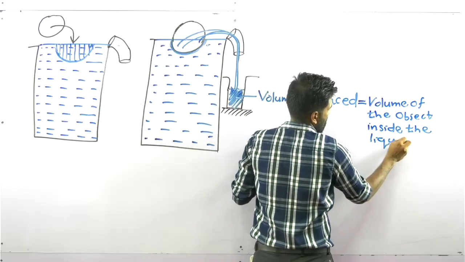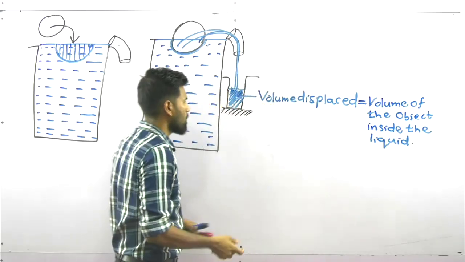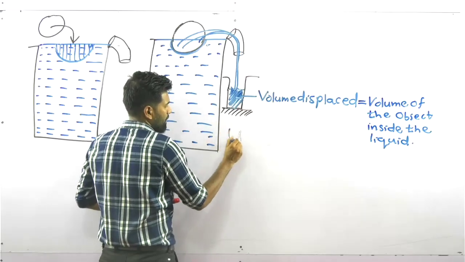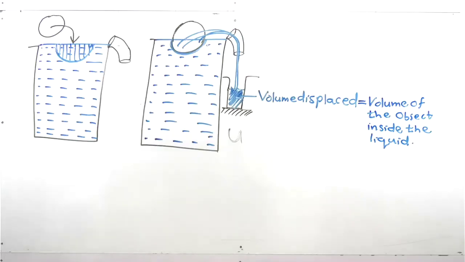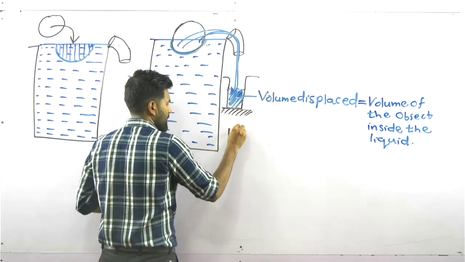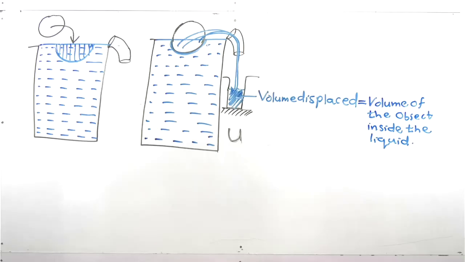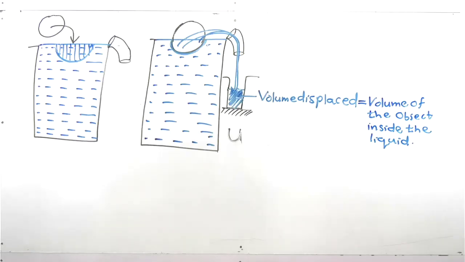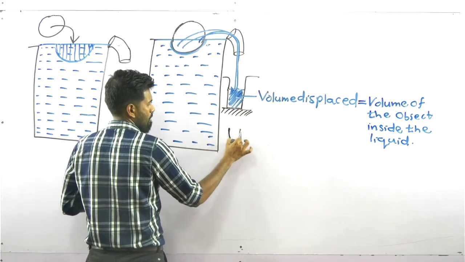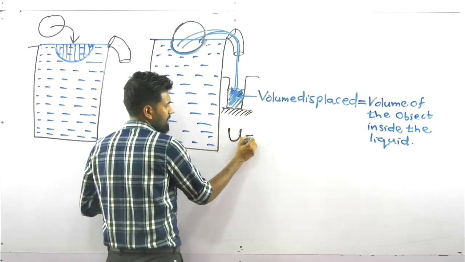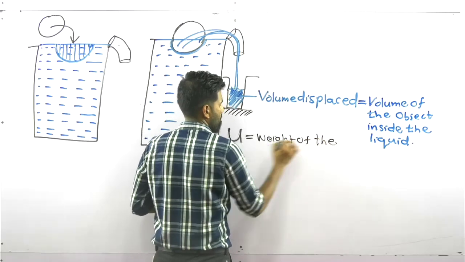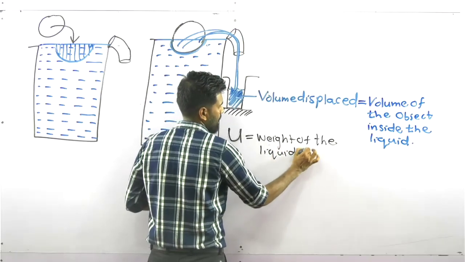Inside the liquid. So Archimedes says, read what I have given you. Archimedes says upthrust is equal to the weight of the liquid displaced.